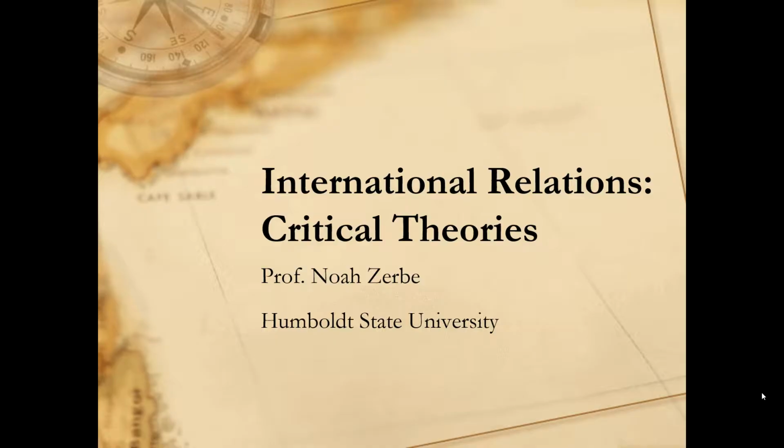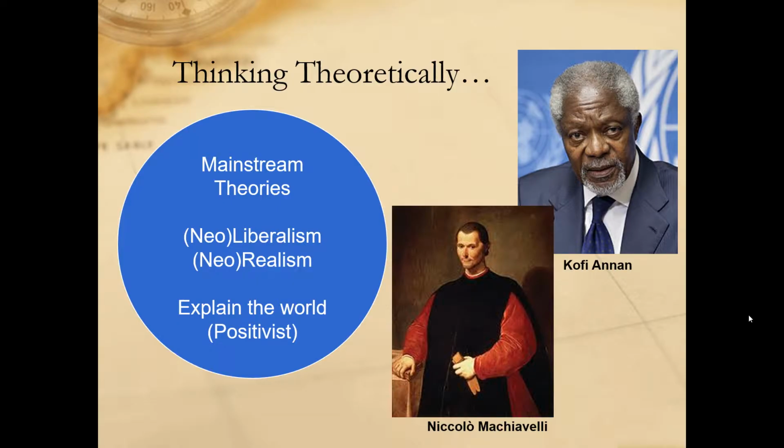So let's get started. You'll remember that we discussed mainstream theories of international relations last session. You should also remember that I said that the key distinction between mainstream and critical theoretical approaches to international relations centers on the role of theory itself. Mainstream theories like realism and liberalism are primarily positivist in their orientation. That is, they take the world as it is and seek to explain how it works.